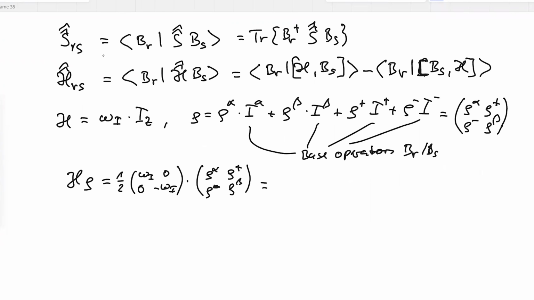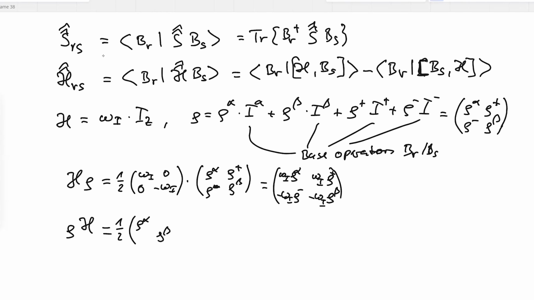And when we calculate this, then this is omega I times rho alpha, omega I times rho plus, and below we have minus omega I times rho minus and minus omega I times rho beta. We also calculate rho times H, which is the same thing, just the other way around, 1/2, and now rho alpha, rho beta, rho plus, rho minus times omega I, minus omega I, the two zeros.